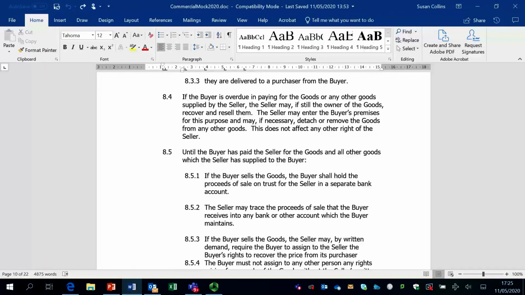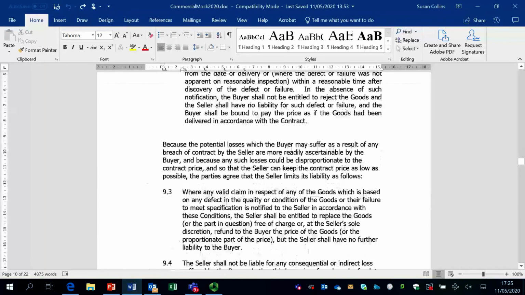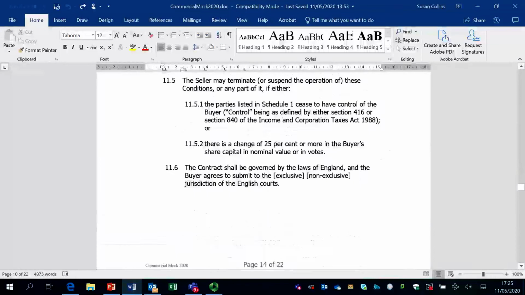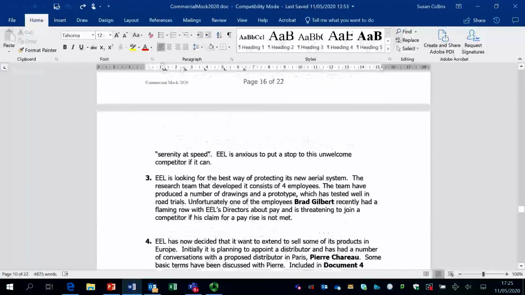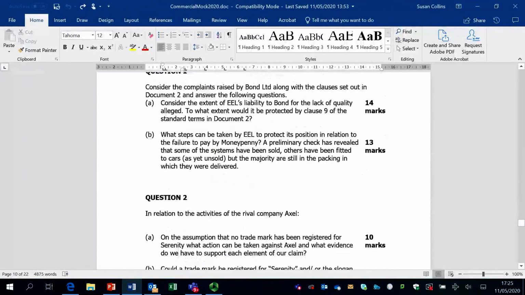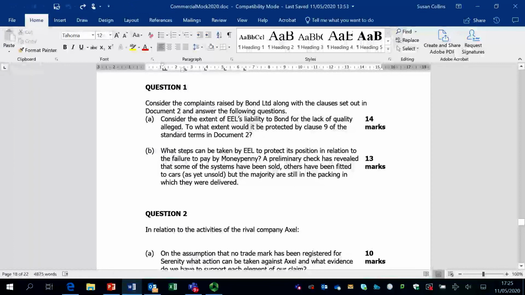Then what I suggest you do is to go back to the question, because the question, if you look at it, just flick back, outlines 3 different scenarios. It says that the first one, some of the systems have been sold. The second scenario, others have been fitted. The third scenario, the majority are still in the packing in which they were delivered. I would suggest that you deal with those one at a time to avoid missing any. Because the chances otherwise, if you don't do them in order, you might miss one.